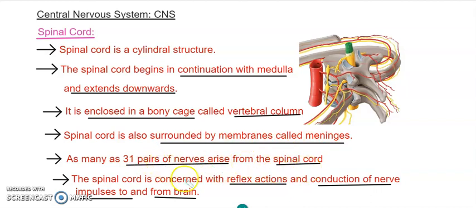All the reflex actions, meaning those actions which have to be done immediately to protect the body, are always taken care of by the spinal cord. And the conduction of nerve impulses, that is the nerve messages which are sent to the brain and carried again from the brain, is done by the spinal cord. So the spinal cord is again the only connecting point for the brain with the rest of the body.